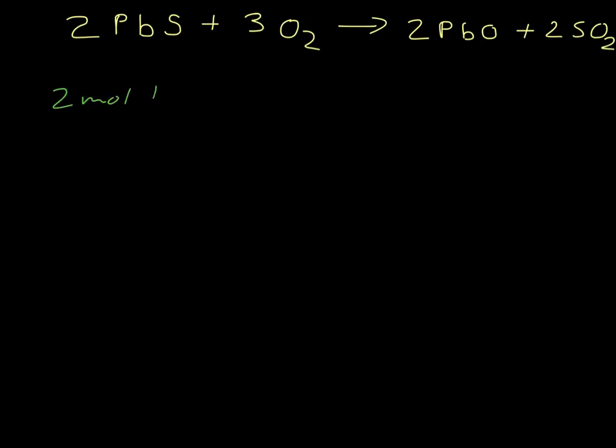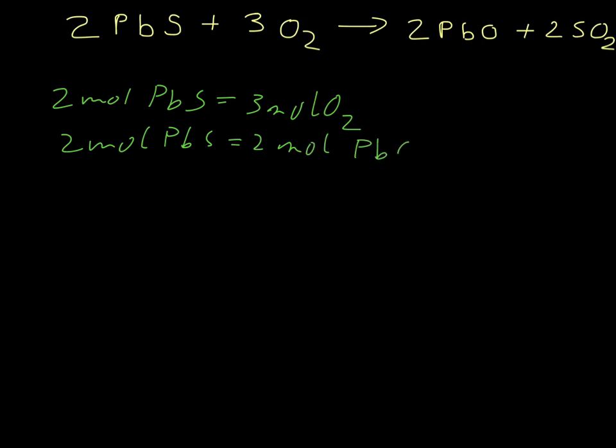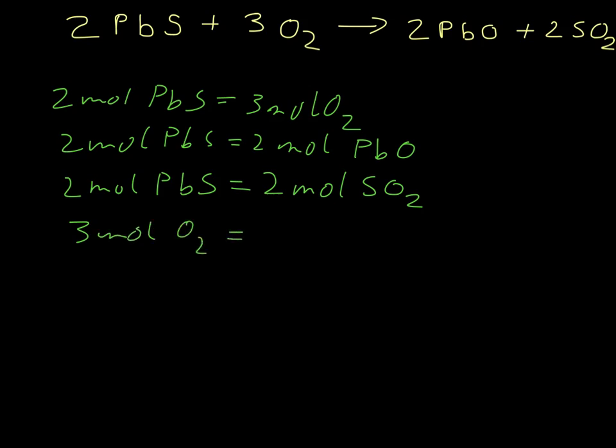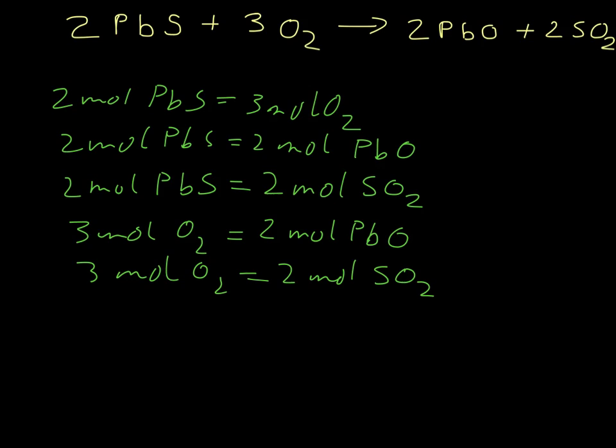So according to this chemical equation, 2 moles of lead sulfide is equal to 3 moles of oxygen, and 2 moles of lead sulfide is equivalent to 2 moles of lead oxide, and 2 moles of lead sulfide is equivalent to 2 moles of sulfur dioxide. But wait, there's more. This is like the amazing Ginsu. 3 moles of oxygen is related to 2 moles of lead oxide, and 3 moles of oxygen is equivalent to 2 moles of sulfur dioxide. And there's still yet more, according to this chemical equation. 2 moles of lead oxide is equivalent to 2 moles of sulfur dioxide. If they're in a chemical equation, they're related to each other by those chemical coefficients.